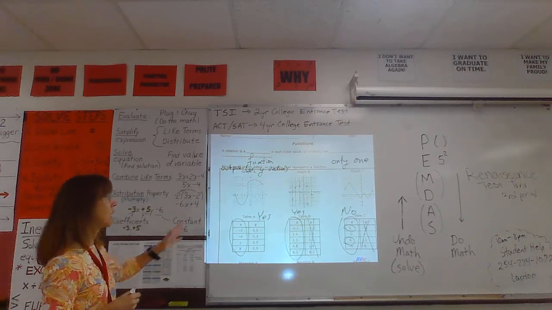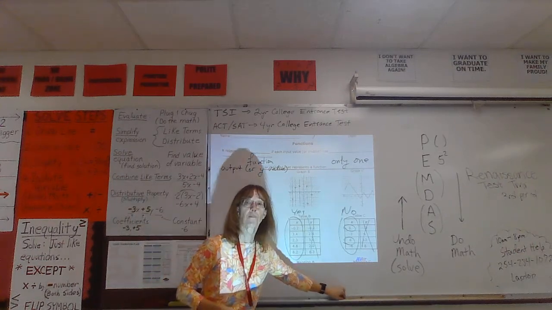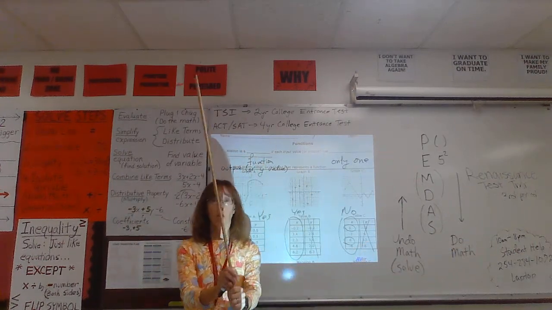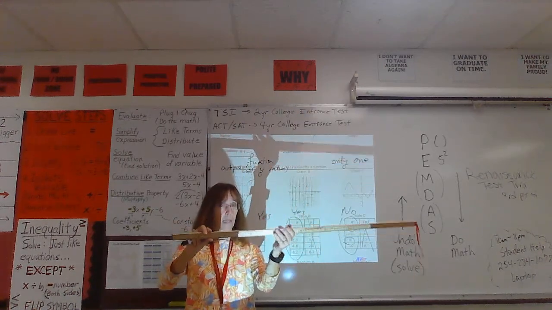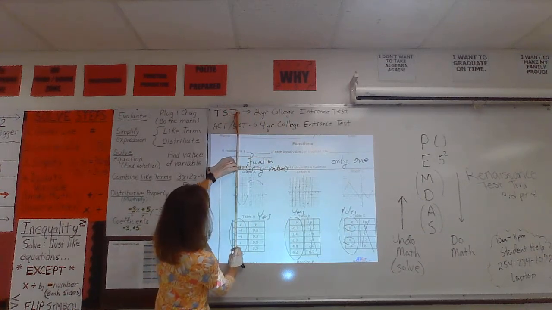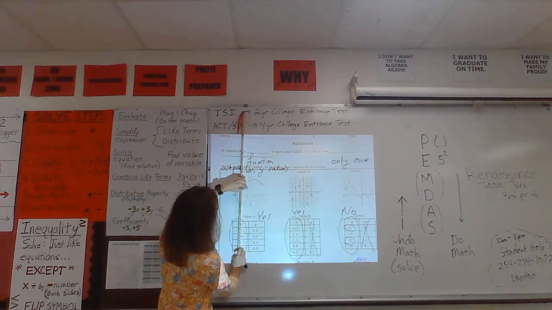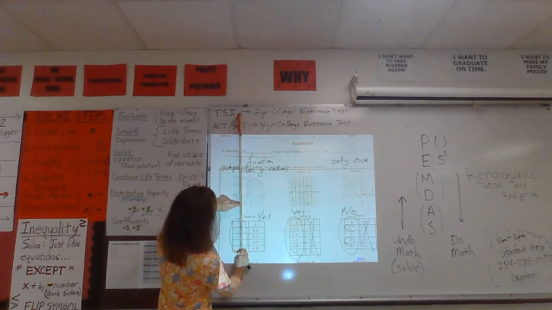Now, how do we do the same thing when it's a picture? The easiest way to tell if it's a function is to do what's called a vertical line test. Vertical lines are straight up and down, right? Not a horizontal line test, a vertical line test. What we do is we pass this vertical line across the graph. If I'm only touching one point at a time, only touching one point.